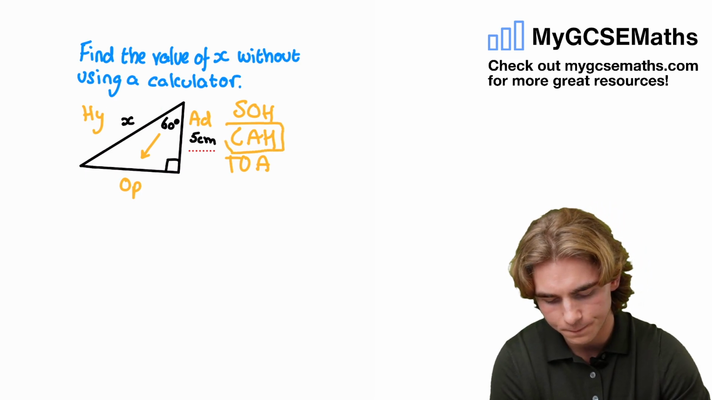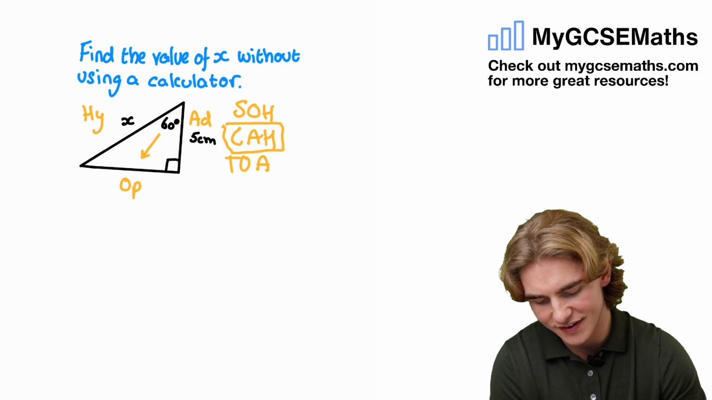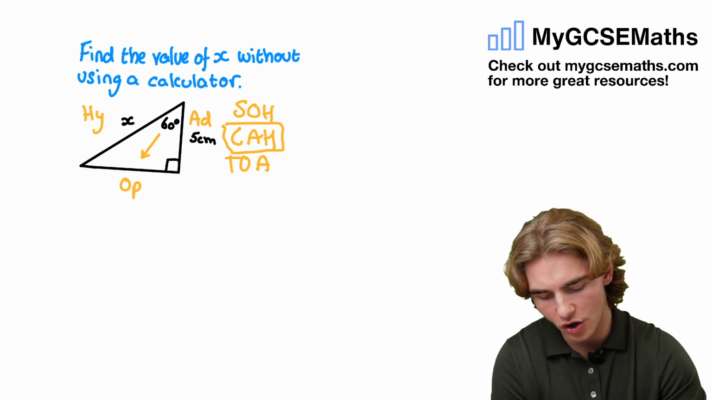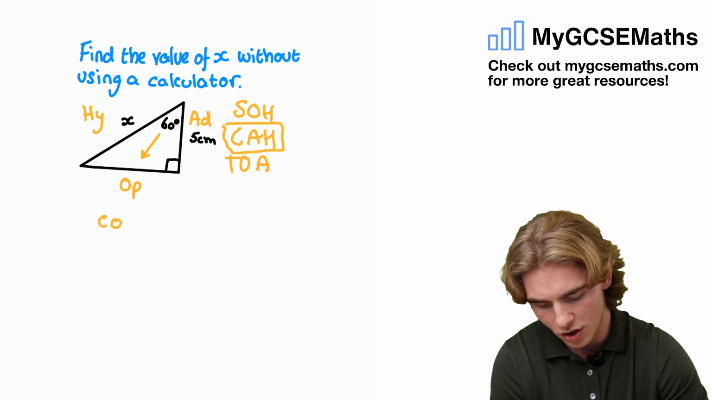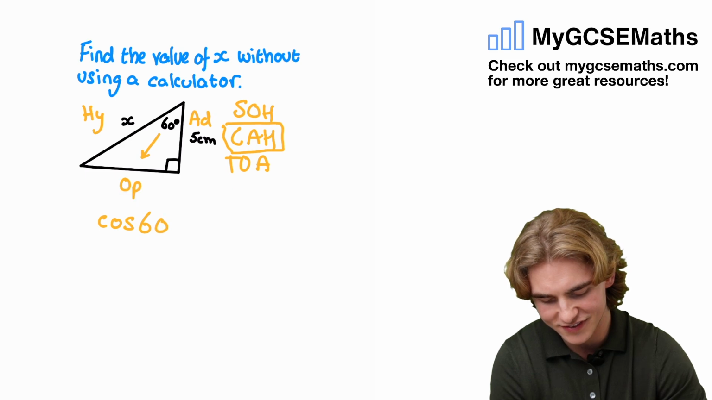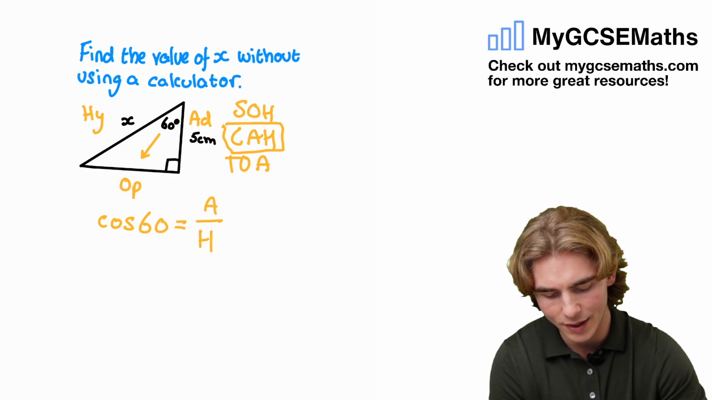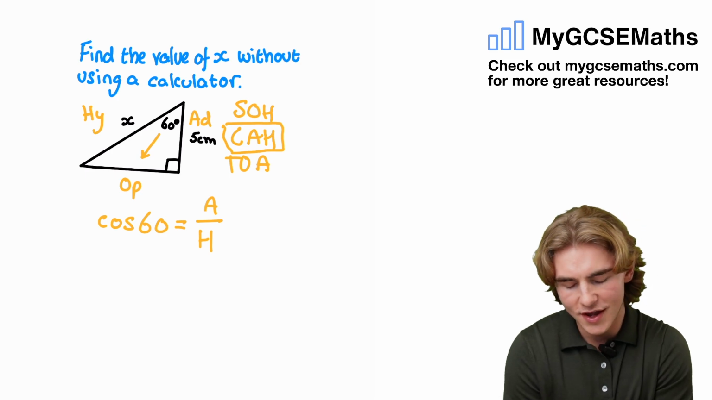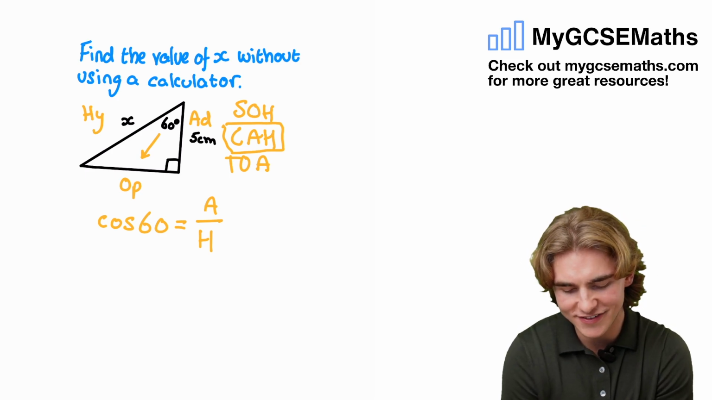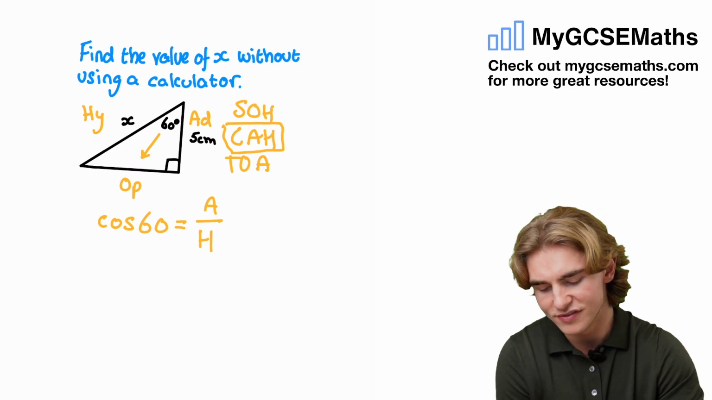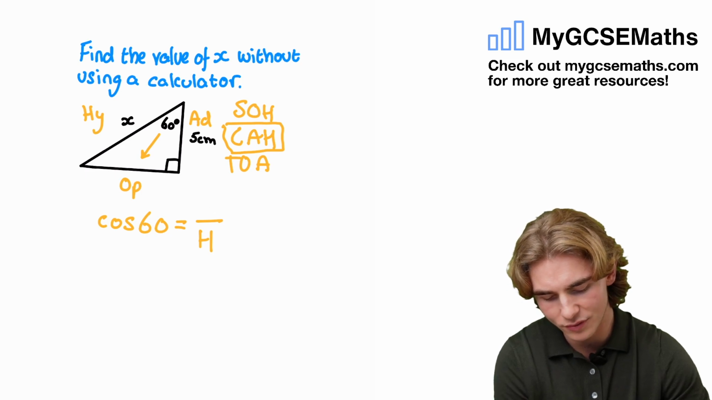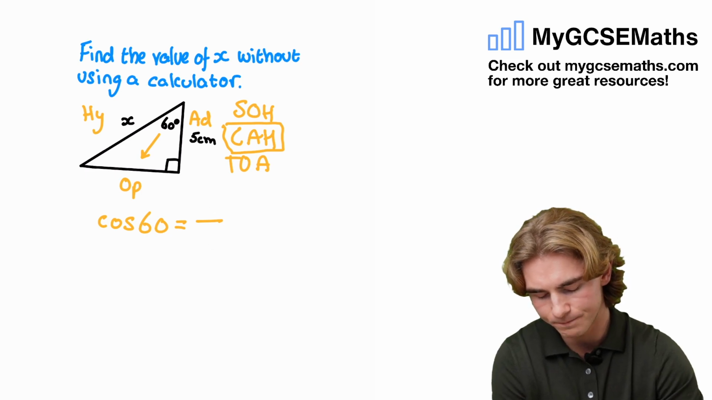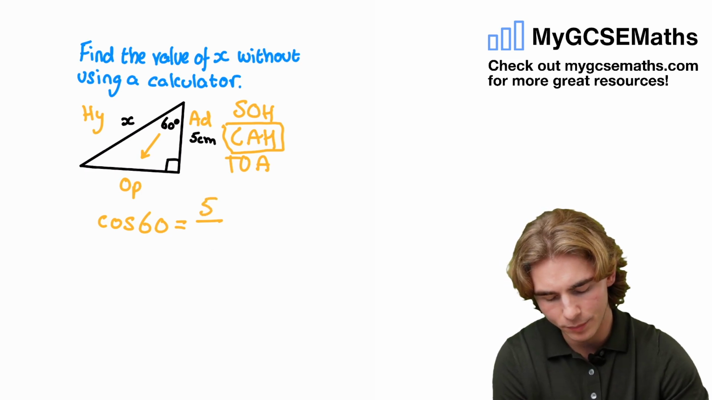Okay, what does CAH actually tell us? CAH tells us that cos of our angle, in this case 60, is equal to our adjacent side divided by our hypotenuse. In this case, what are we going to have? We're going to have that our adjacent side is 5 and our hypotenuse is x, so let's substitute those in. Adjacent side is 5 and our hypotenuse is x.